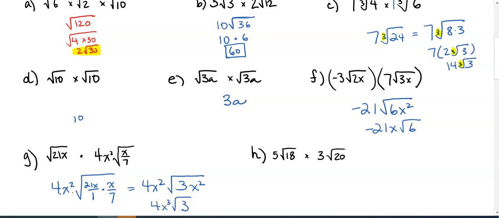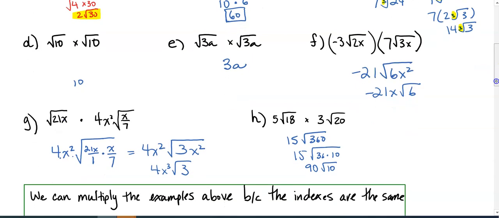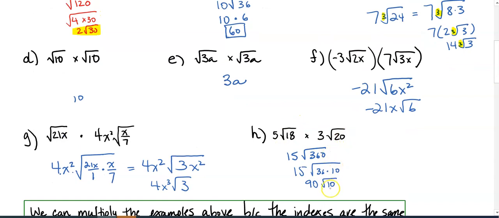Okay, let's try one more. Sometimes, if you take 18 times 20, and you get a large number, sometimes it's easier to simplify first. This is not that large, so I'm just going to multiply right away and get 360. But sometimes it's easier just to simplify first, then multiply. When you get really large numbers under there, this one's pretty easy to handle because I can see it's 36 by 10, right? And so the square root of 36 is 6, so 6 times 15 is 90, and I get root 10. All right, so multiplying is basically multiplying and then simplifying, right? Or simplify then multiply.